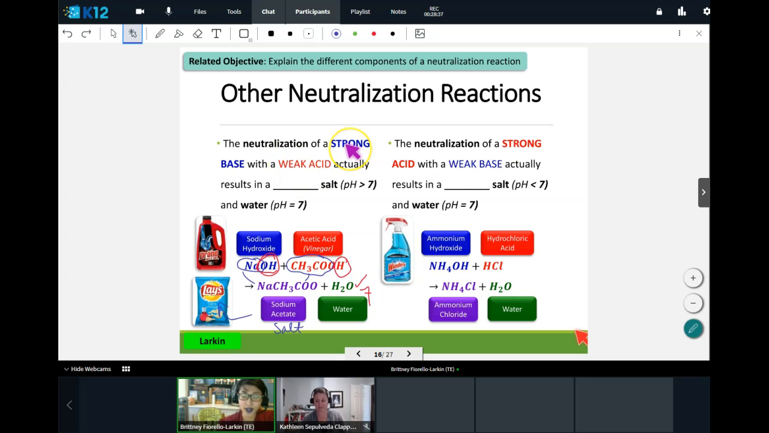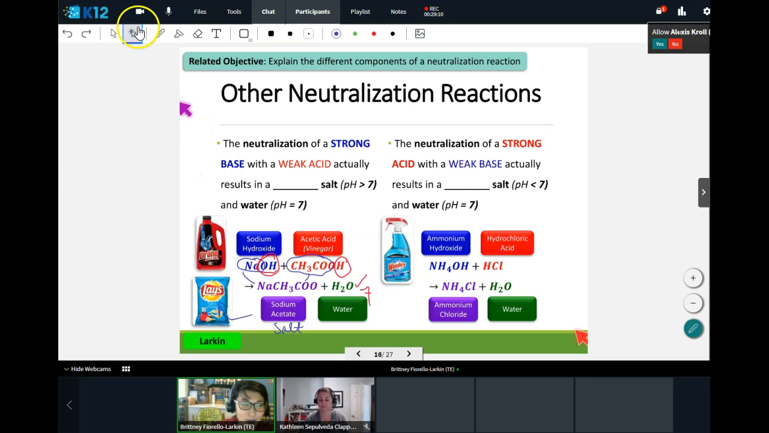Let's think about this. If I have a strong base with a weak acid, who wins the neutralization, the base or the acid? Who wins the tug of war? It's literally in the words: the strong one wins, so the base wins.